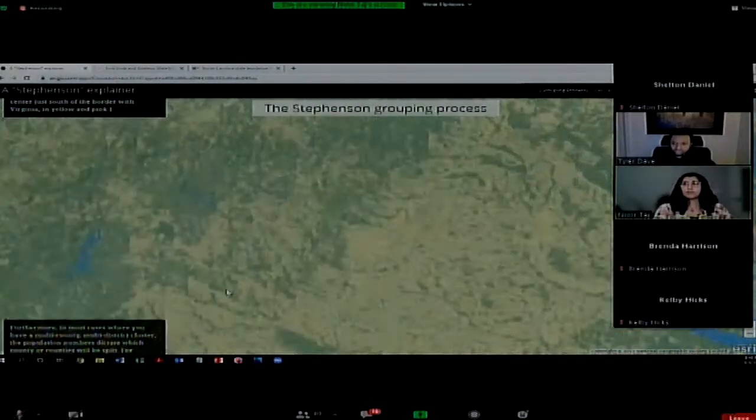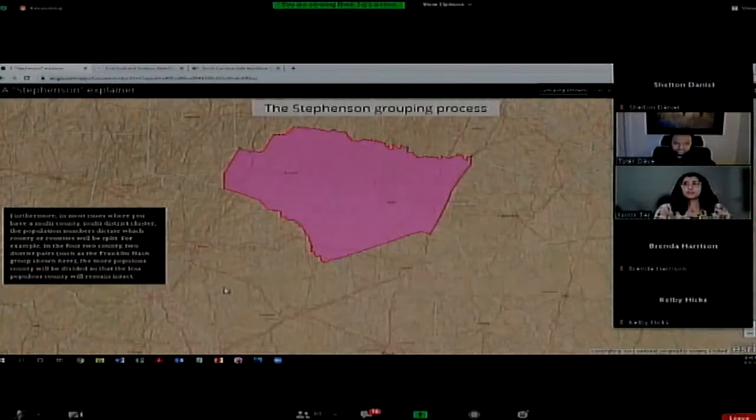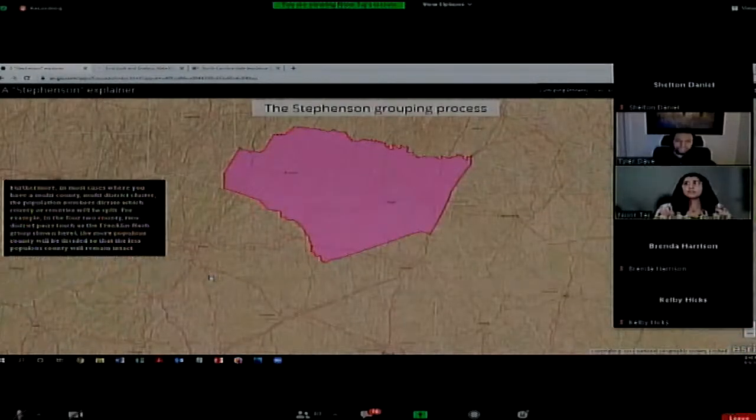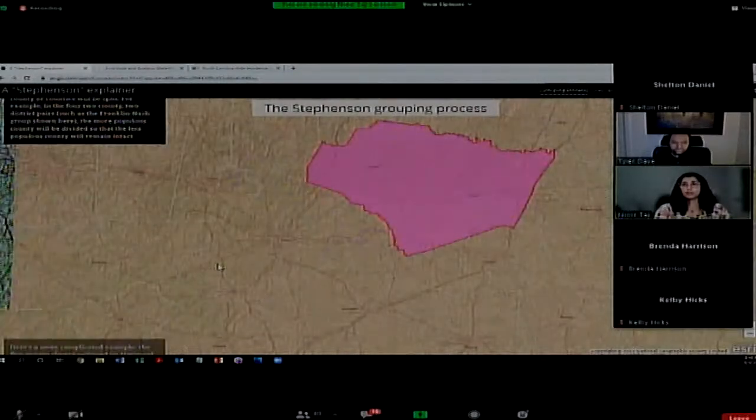One thing I wanted to focus on right here is this Franklin-Nash group, where you have a multi-county, multi-district cluster. The population is going to dictate which county is going to be split. And this happens again in the 2020 numbers, which I will show.